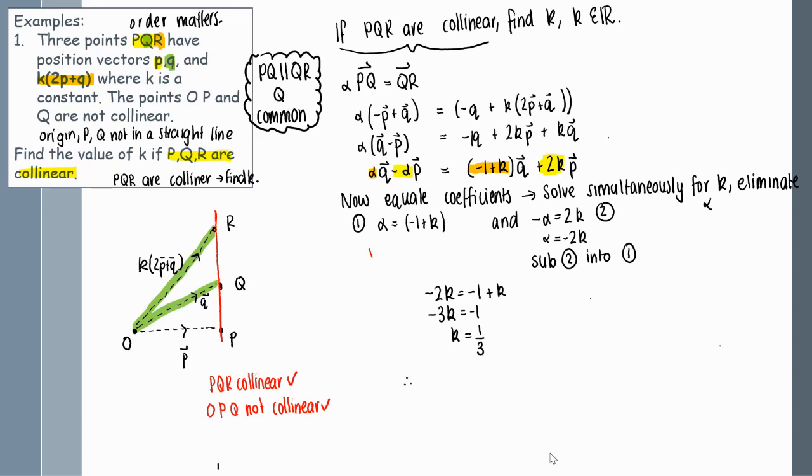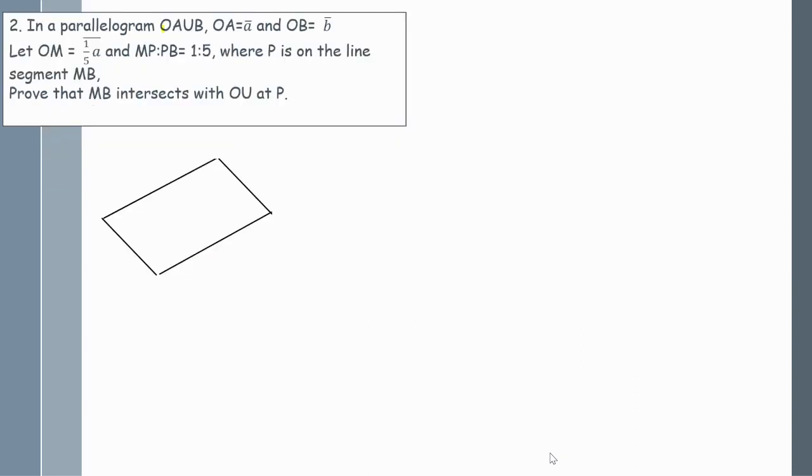So we've found our scalar k, and if you want to, I guess, relate this back to your diagram, this just means that OR should be 1/3 of the length of 2 times vector p plus vector q. In our second question, we have a parallelogram with vertex points O, A, U, B, where OA can be called vector little a and OB can be called vector little b. The direction here matters.